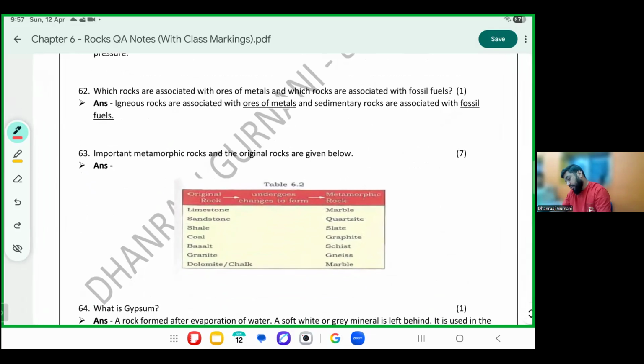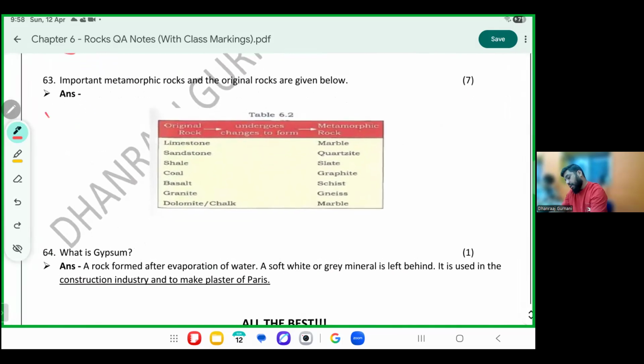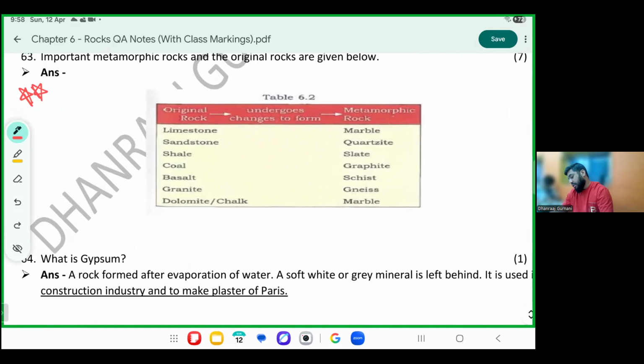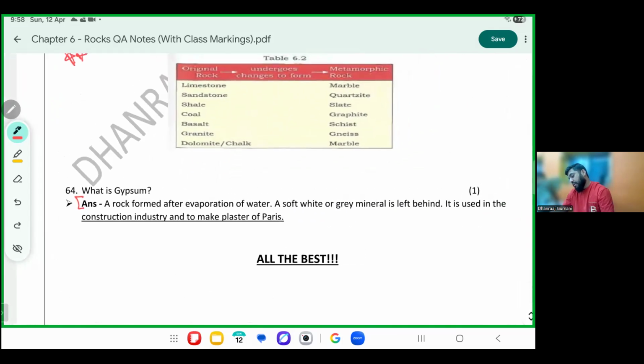And the last one which I want you to do is these two. Igneous rocks are associated with ores of metals and sedimentary rocks are associated with fossil fuels. This is the table which you need to learn, very important. After metamorphism, what rock changes into what? Limestone changes into marble. Dolomite and chalk also change into marble. Granite changes into gneiss. Coal changes into graphite and so on. Shale changes into slate.